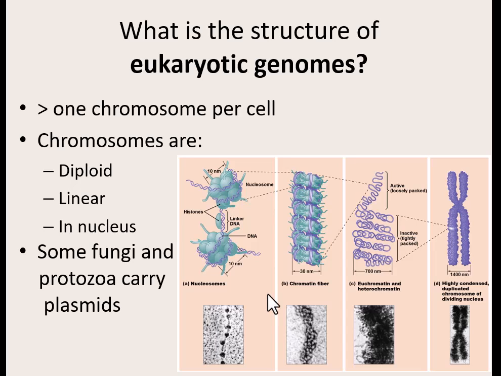Cells carry plasmids, those little snippets of DNA. But there are some fungi and there are some protozoa that are still eukaryotic organisms that do carry plasmids. We don't, but some eukaryotes can carry plasmids as well.